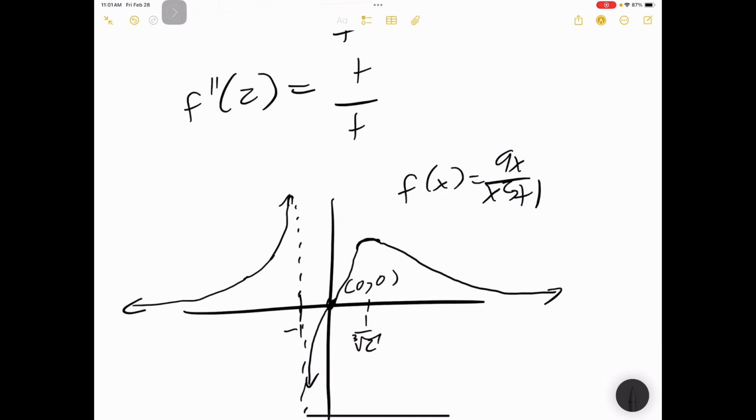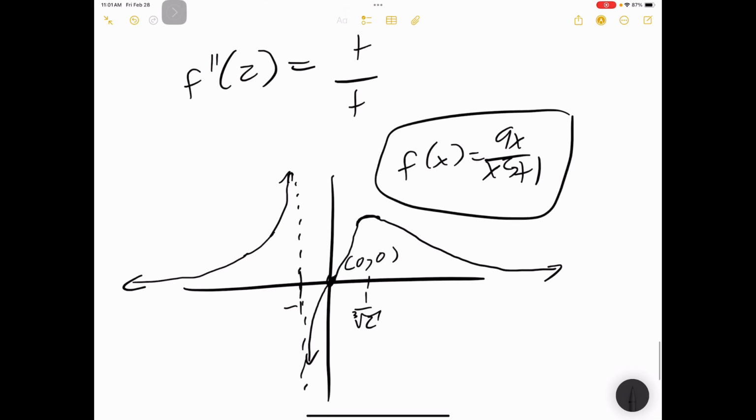Now your task, a little homework problem for you, is to go to the Desmos graphing calculator and plug this function in and see how close we got, and see how powerful the derivatives and understanding functions can be in understanding the shape of the function and the graph of the function.